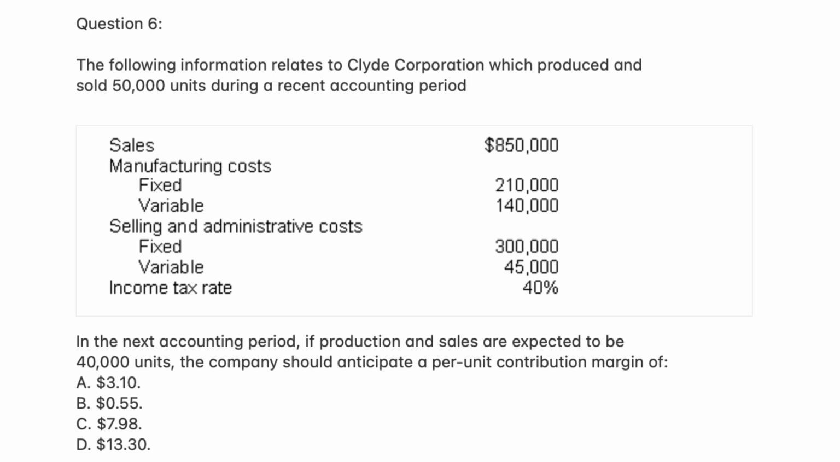Question 6. The following information relates to Clyde Corporation, which produced and sold 50,000 units during a recent accounting period. In the next accounting period, if production and sales are expected to be 40,000 units, the company should anticipate a per unit contribution margin of A. $3.10, B. 55 cents, C.